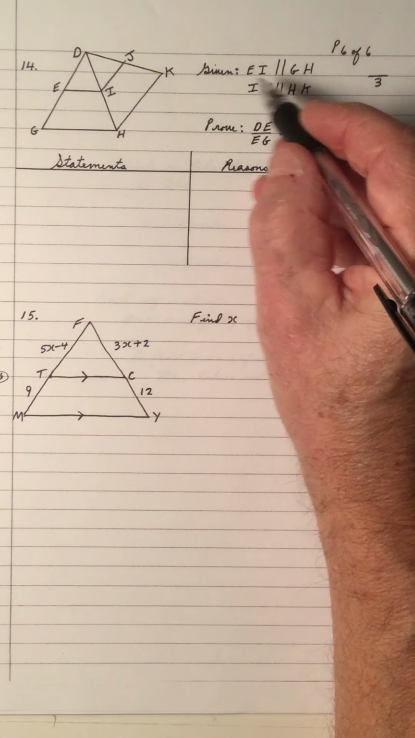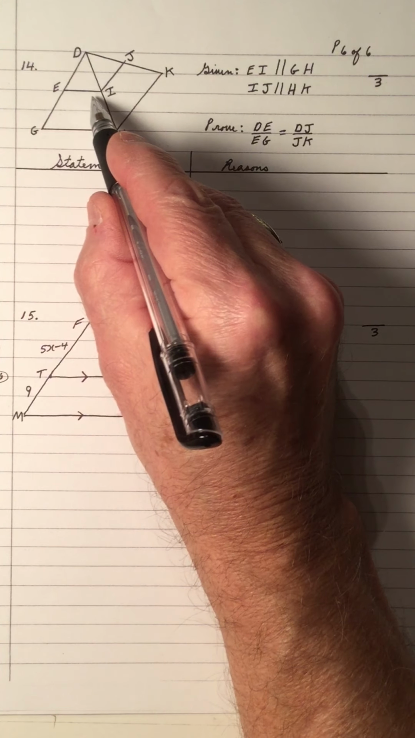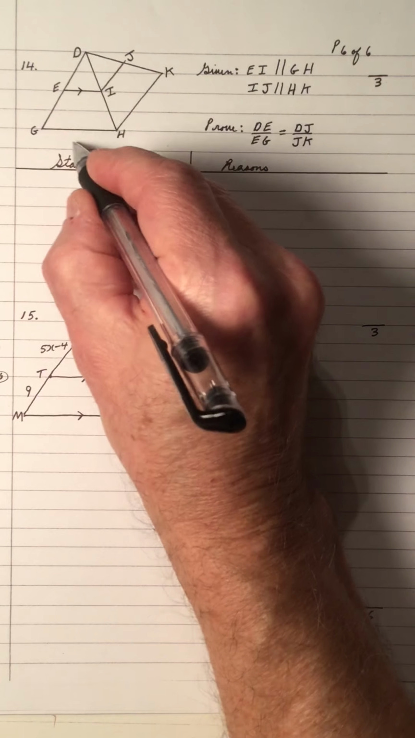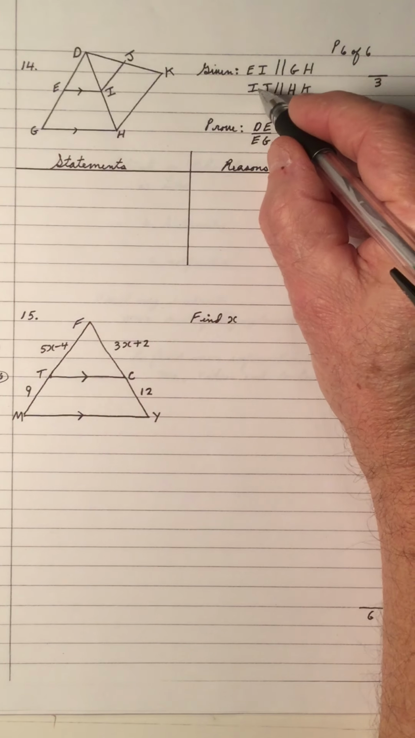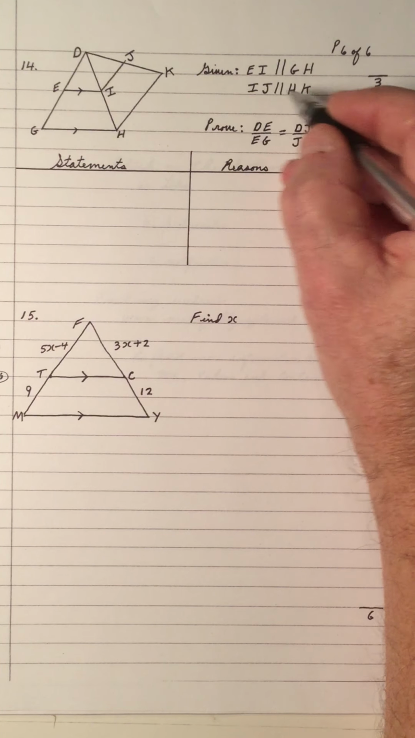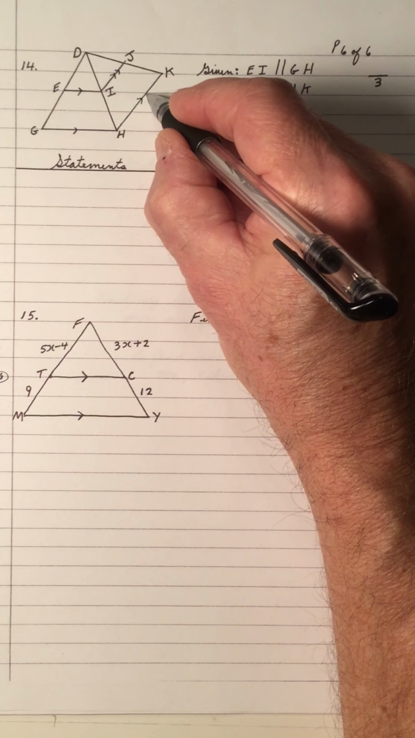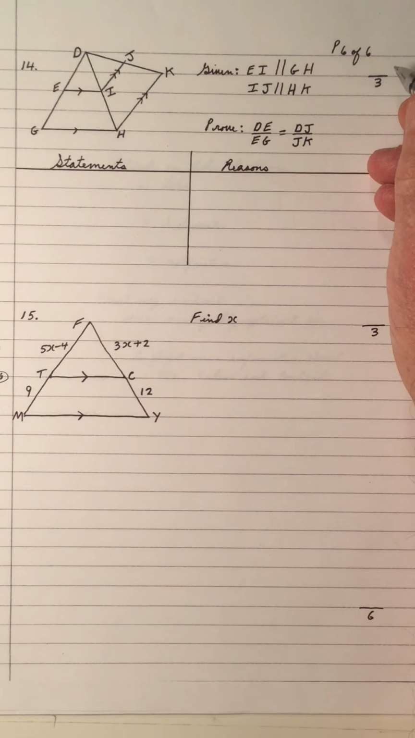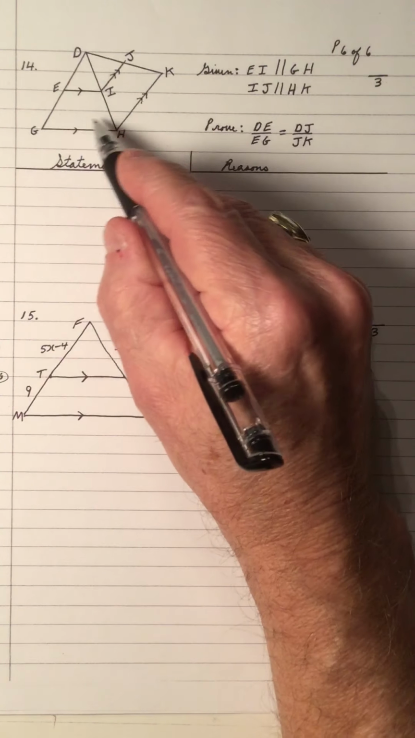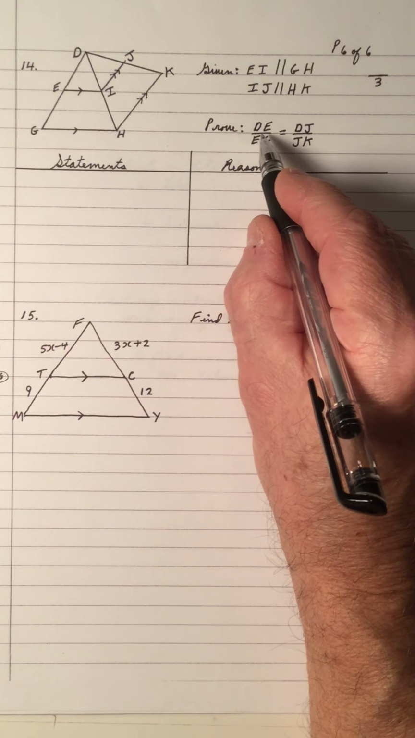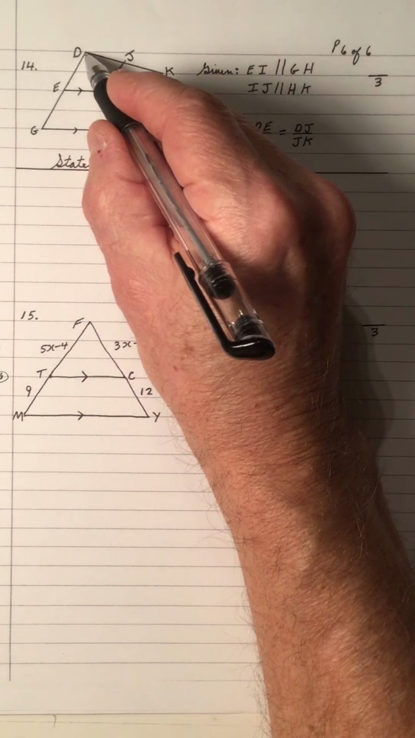We have EI parallel to GH. We have IJ parallel to HK. And we have to prove in this diagram this proportion, DE over EG equals DJ over JK.